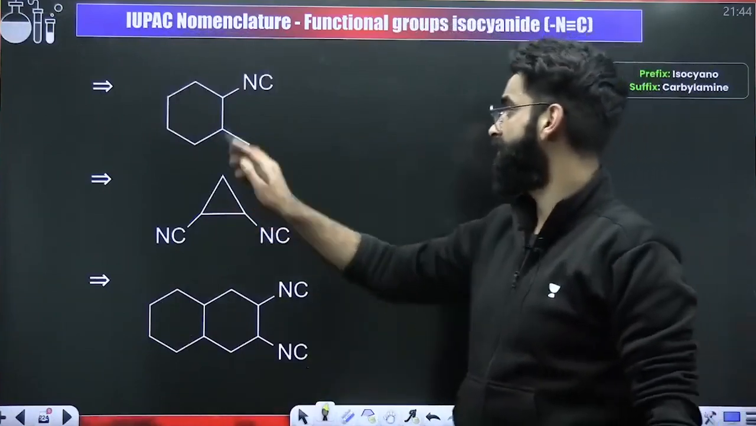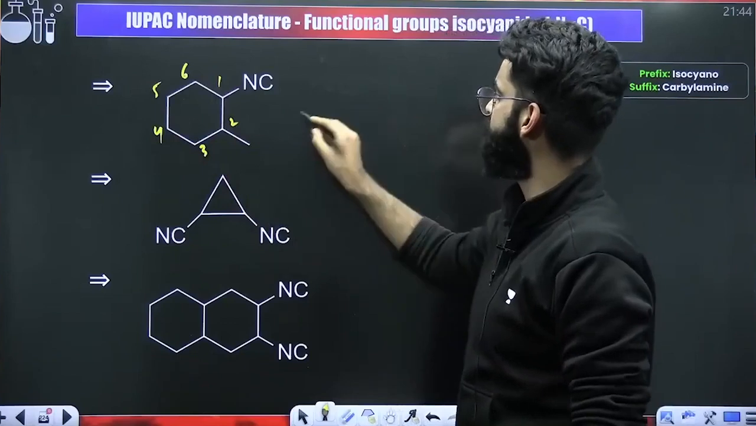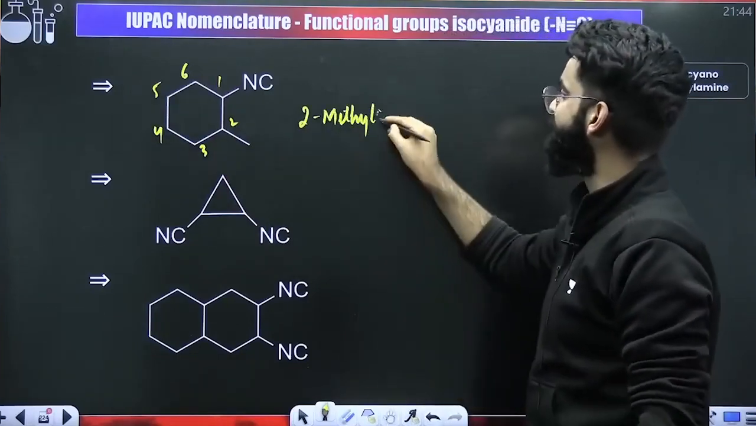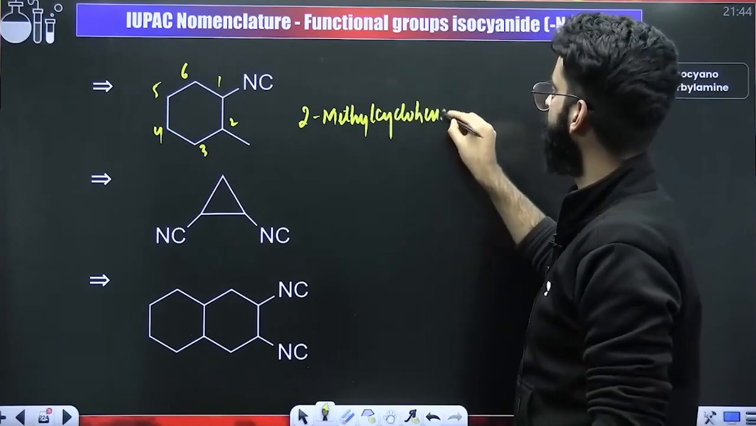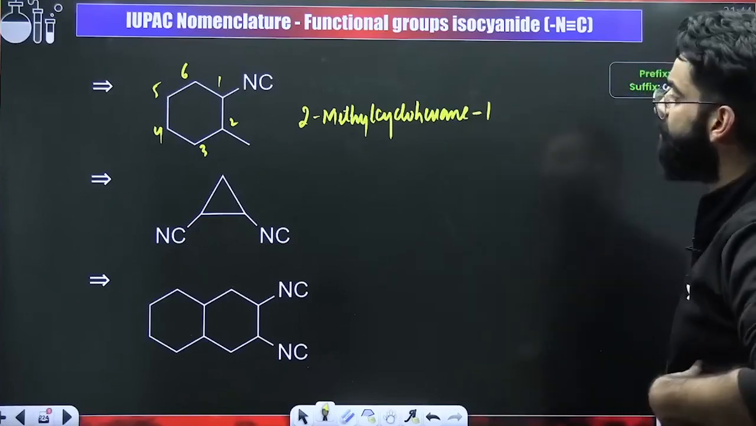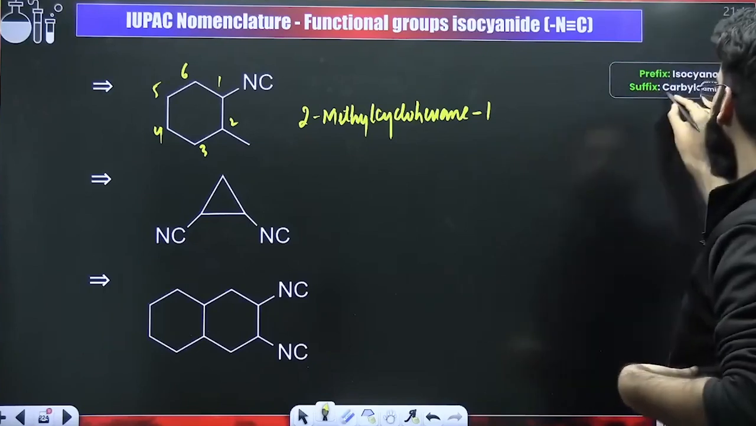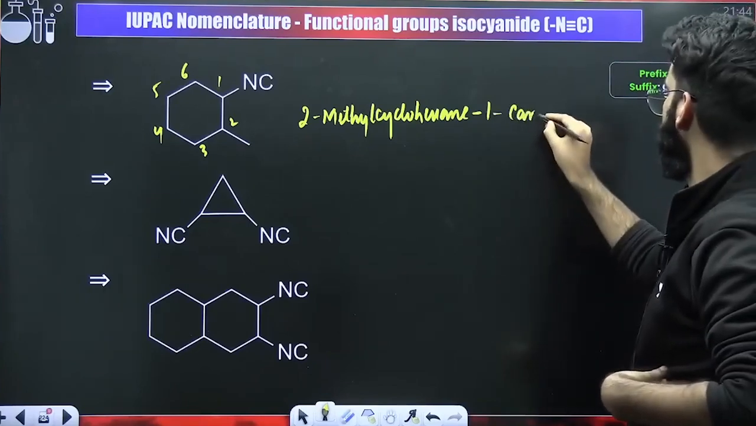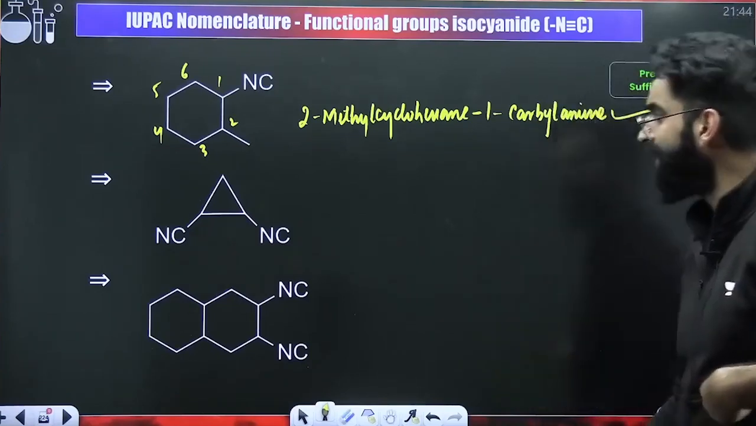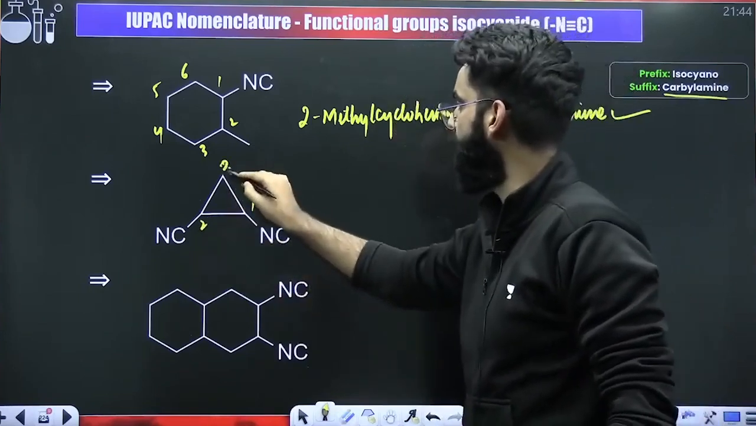If you look at the first example, this is 1, this is 2, this is 3, 4, 5, 6. So it is 2-methyl cyclohexane. And at carbon number 1, there is a functional group, that is isocyanide, right? And as a suffix, we have to write carbylamine. Similarly, call this 1, call this 2, call this 3.